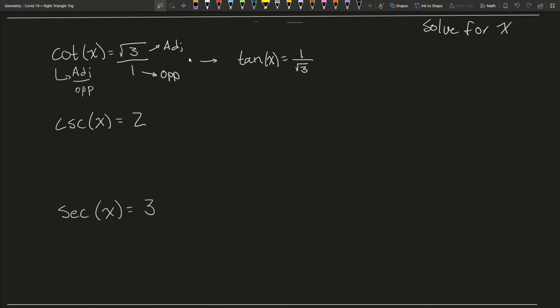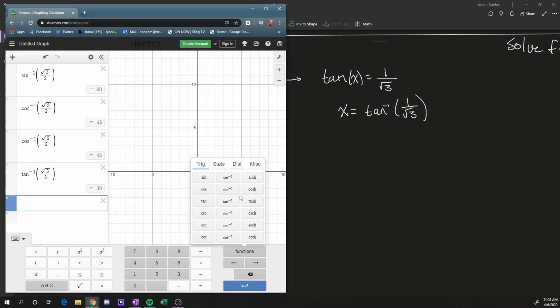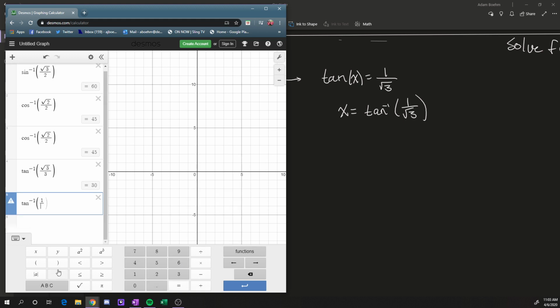Okay, then we would just do what we did up top. So we would take the inverse tangent of both sides. When we do that, we would be left with x on the left hand side, and then inverse tangent of 1 divided by root 3 on the right hand side. And because we're just typing this into a calculator, we don't necessarily have to rationalize this. All right, so we would just type in tangent inverse of 1 divided by root 3 and get an answer. And when we do that, we get 30 degrees.